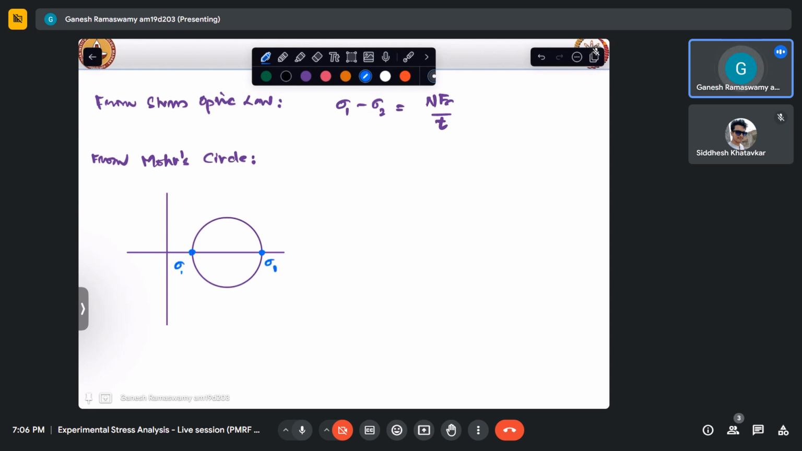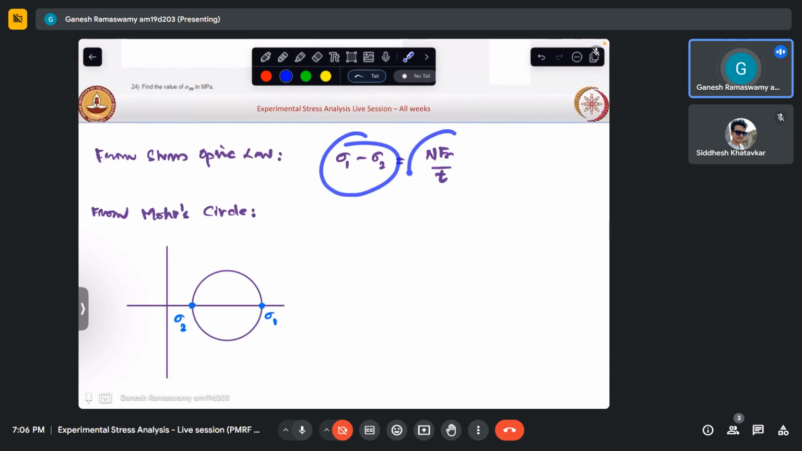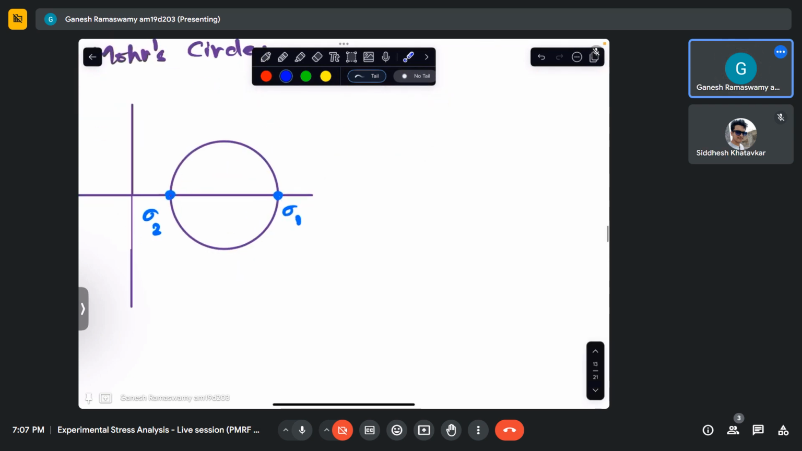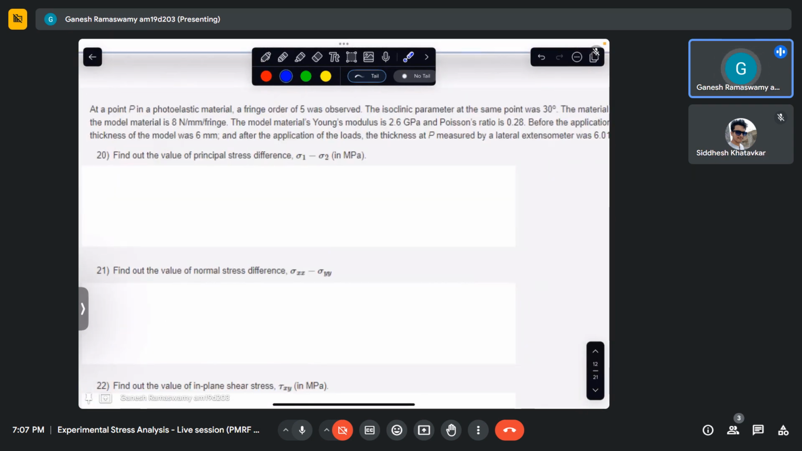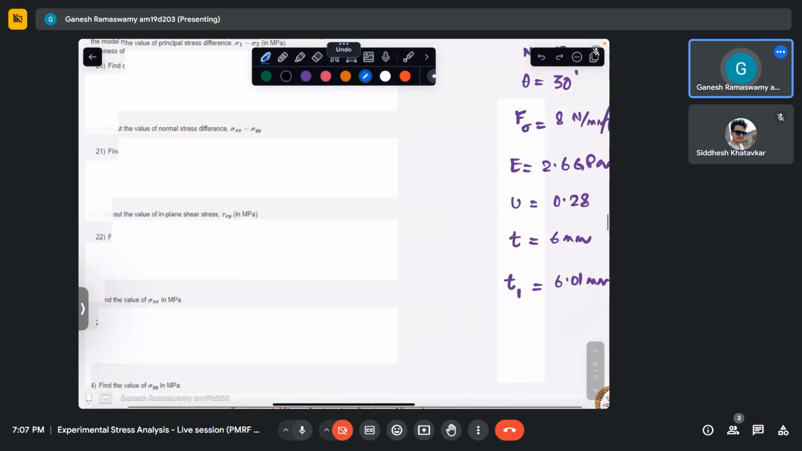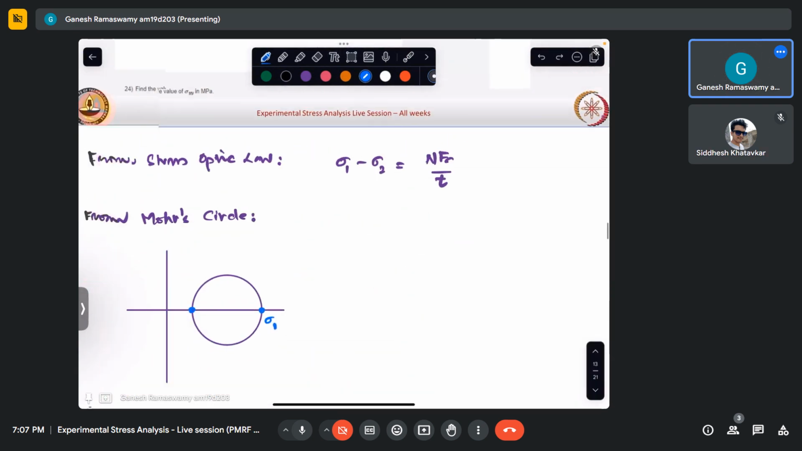So if this is sigma 1 and this is sigma 2, photoelasticity basically gives me, from the stress optic law, sigma 1 minus sigma 2. If I measure the fringe order, and I know the material stress fringe value and thickness, essentially it has given me the diameter of that Mohr circle already. But the question first asks, what is sigma 1 minus sigma 2 in MPa? So let us go ahead and find that out.